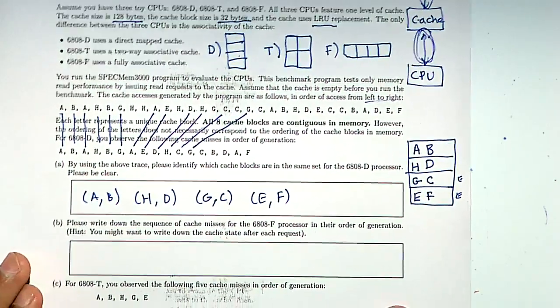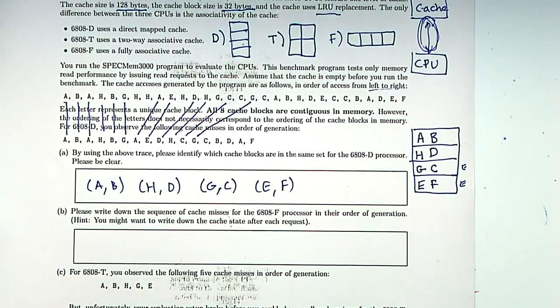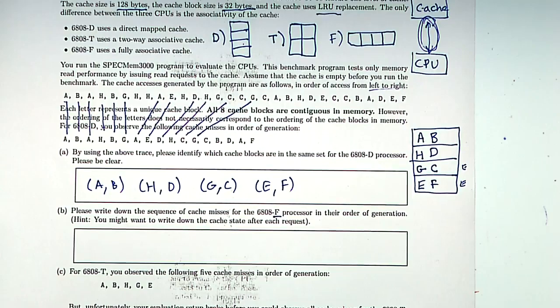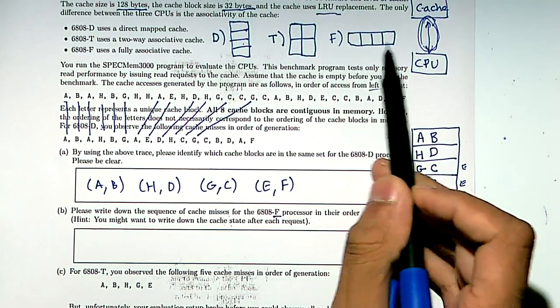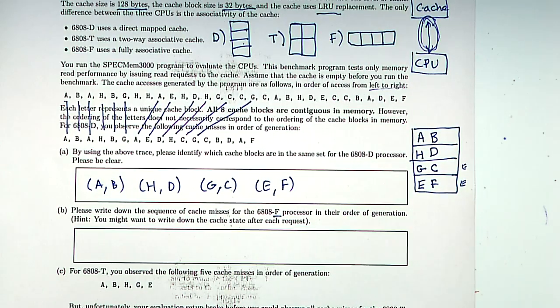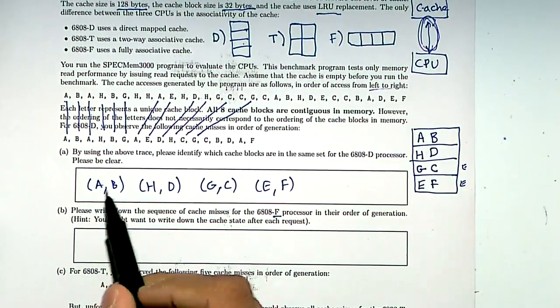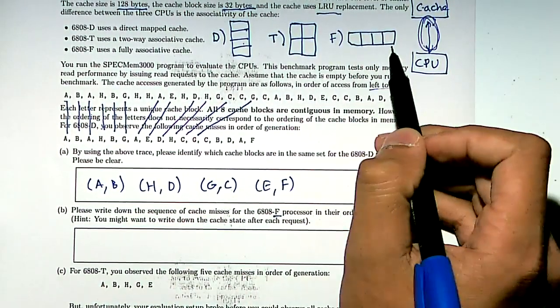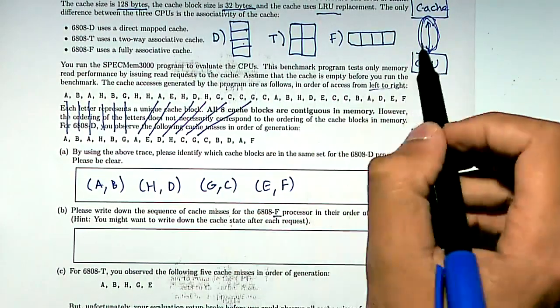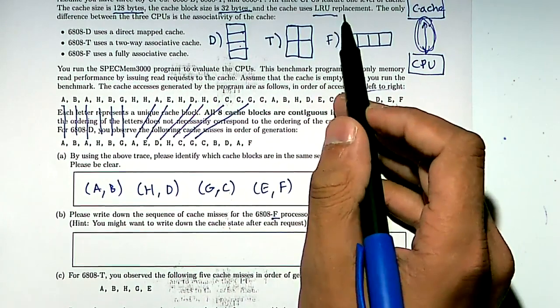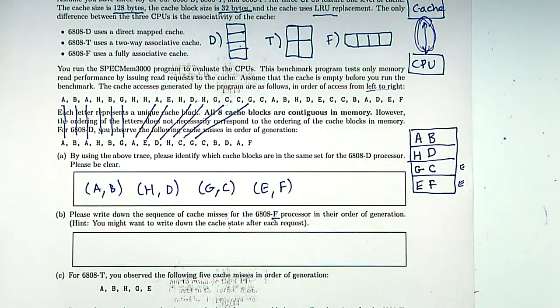Okay. So part B asks us to write down the sequence of cache misses for the F processor in order of generation. F is our fully associative processor, and our fully associative cache. In the fully associative cache, every single one of these cache blocks maps to the only set there is, but it can occupy any of these positions. And we're also told that the cache uses an LRU replacement policy, right? So we know which ones get evicted when an eviction occurs.